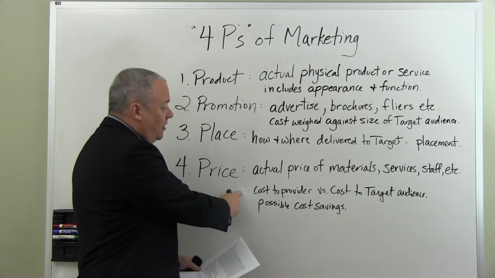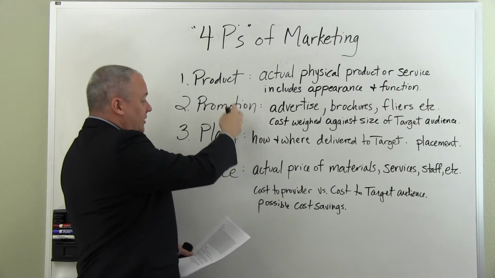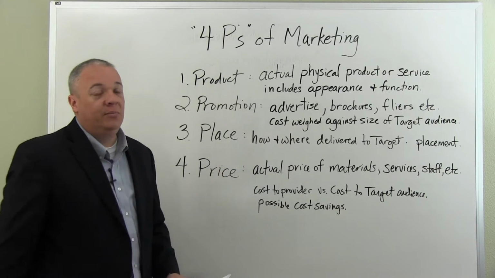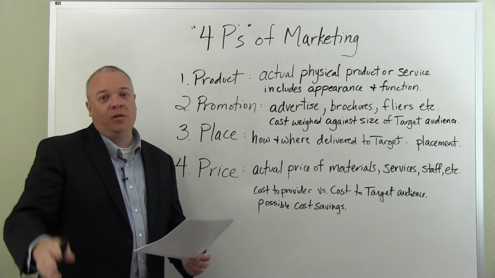So the actual price would be the cost to the provider. How much to rent the place? How much for these materials? How much for the staff necessary to make sure people are comfortable? All those actual costs, and then how much are we going to charge the people for the product?